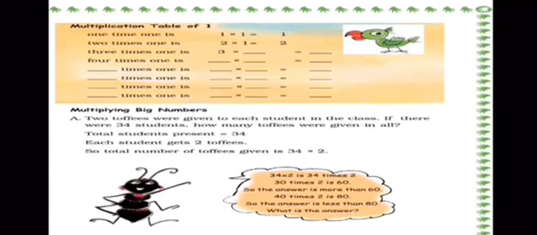So 34, we are first dividing into 30 and 4. 30 plus 4 is 34. So now 30 into 2 is 60 and 4 2s are 8. So 60 plus 8 is 68. So 68 should be the answer. So 34 multiplied by 2 is 68. So here we are using the partition method of calculation.